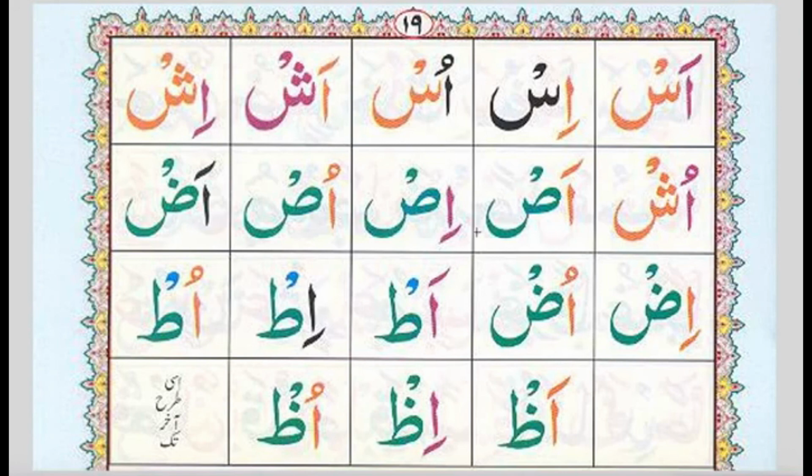So these were the Sukoon letters. You have to connect all the letters till the end. After za is ain and ghain, alif, ain, fatha.